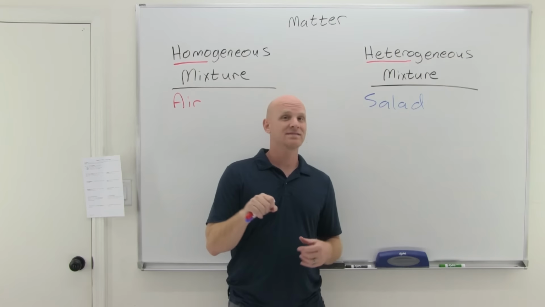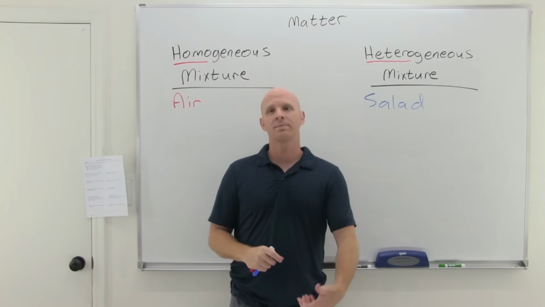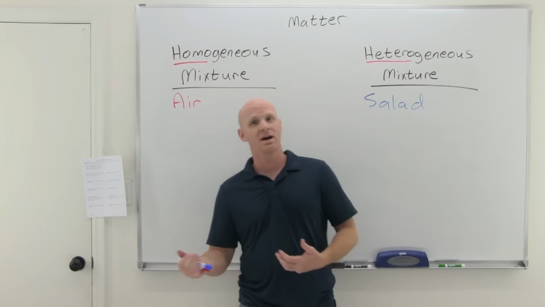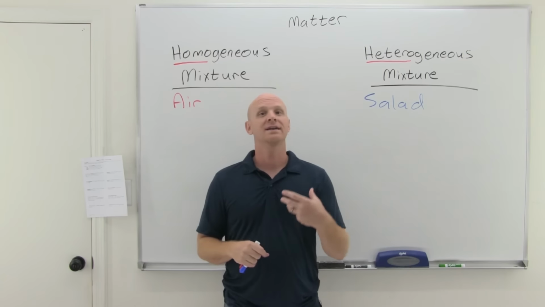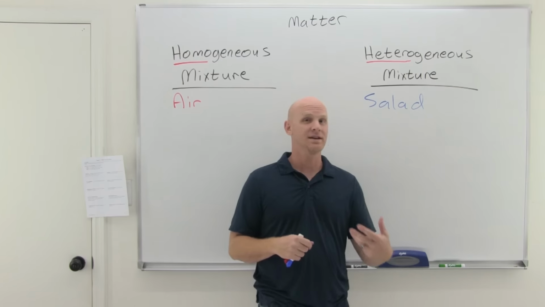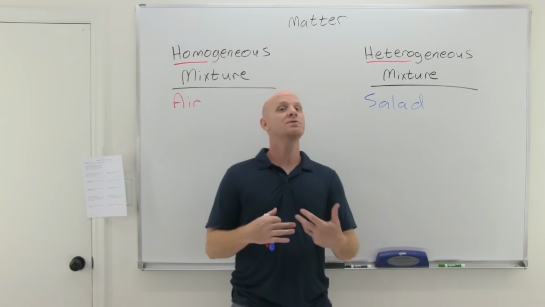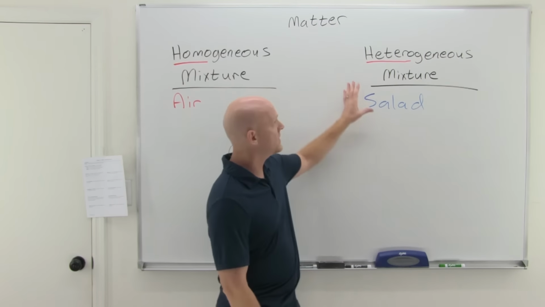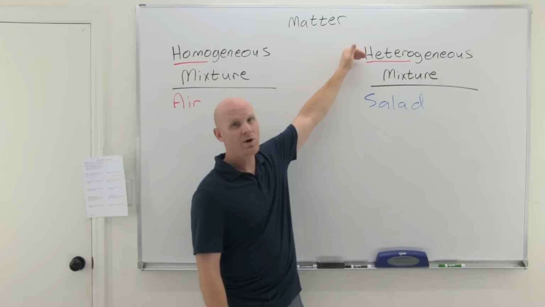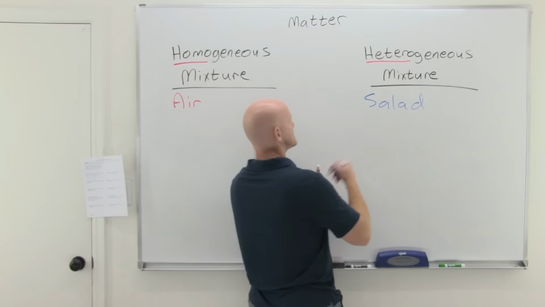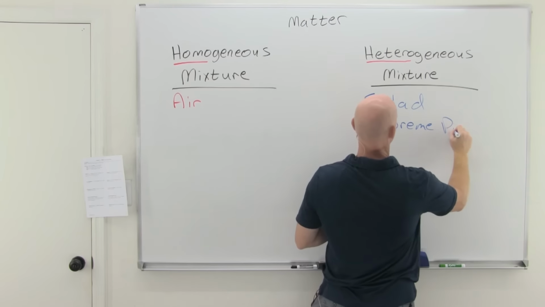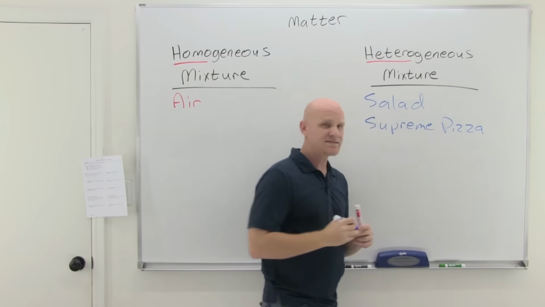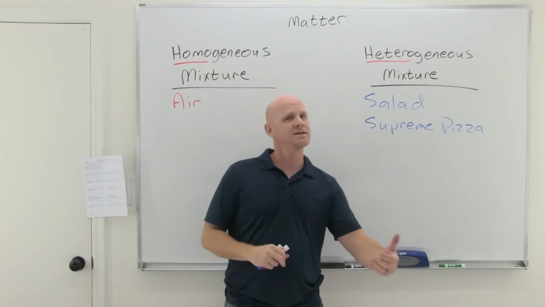And if you take a bite of that salad, sometimes you might get some tomato in a bite, sometimes you might get cucumber, sometimes you might not. Depending on where in the bowl you took that bite, you might get a different set of components in every bite. It does not have a uniform composition throughout. And so a salad would be a great example of a heterogeneous mixture. A nice supreme pizza would also qualify as well. In some bites of that supreme pizza, you might get some pepperoni, and some bites you might not.